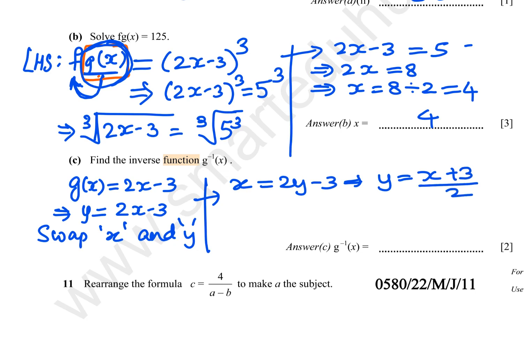So this is your g inverse x. Okay, so your g inverse x is (x plus 3) divided by 2. Okay, so now let's move ahead to a new question.